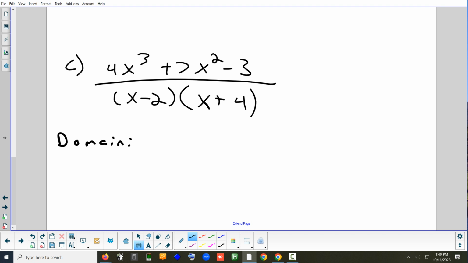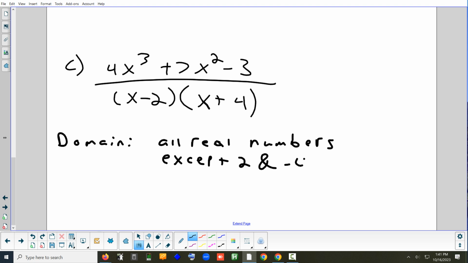Anyone think they know the 2 numbers that you can't use for X here? Yeah. 2 and negative 4. 2 and negative 4. Yep. So domain, all real numbers except 2 and negative 4.